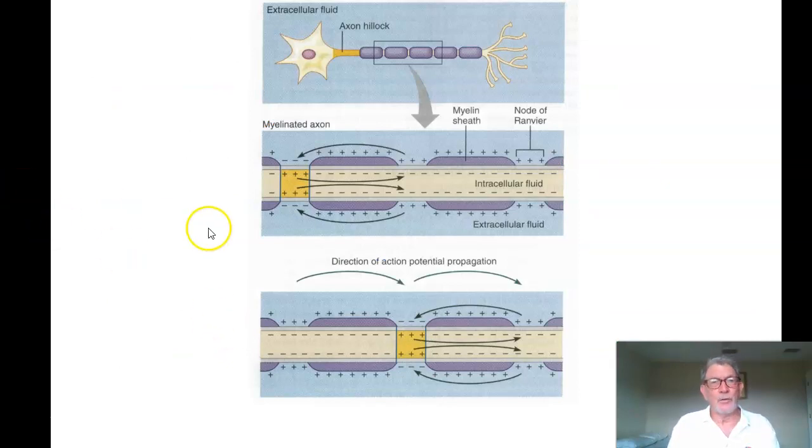And the signal happens the same way. It jumps from here to here, then it kind of backfills. But then it jumps from here to here, jumps from here to here, jumps from here to here, all the way down to the far end, where then it can signal the cell at the other end.